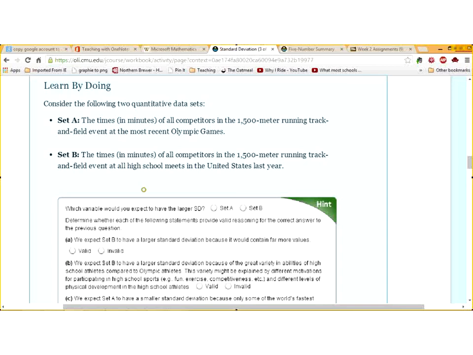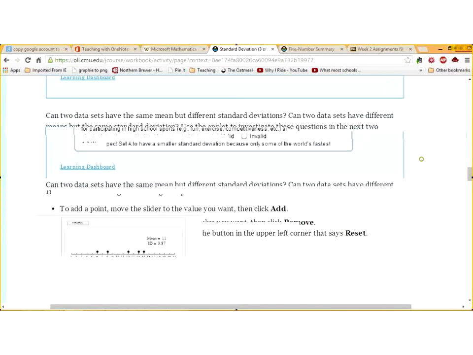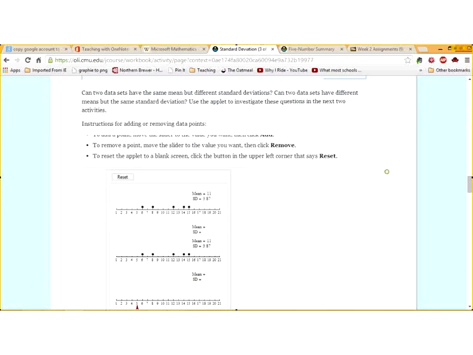Now, the number of individuals doesn't matter. What matters is how spread out their times would be. And in this case, the high school meets would have the greater standard deviation, because you expect fast high school students to be much, much faster than slow high school students. But even slow Olympic athletes are probably still pretty darn fast. So there's not going to be as much variation among the Olympic athletes as there would be among high school track and field competitors.